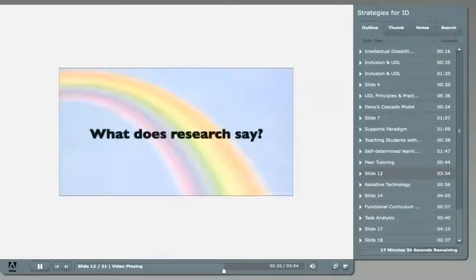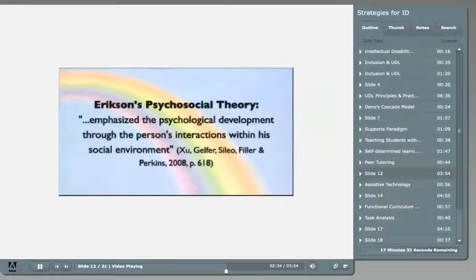What does research say? Erikson's psychosocial theory emphasized psychological development through the person's interactions with his social environment.